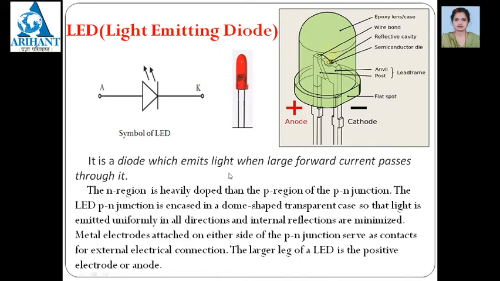The metal electrodes attached on either side of the PN junction serve as the contacts for external electrical connections. The larger leg of this LED is the positive electrode, called the anode, and the smaller end is called the cathode.